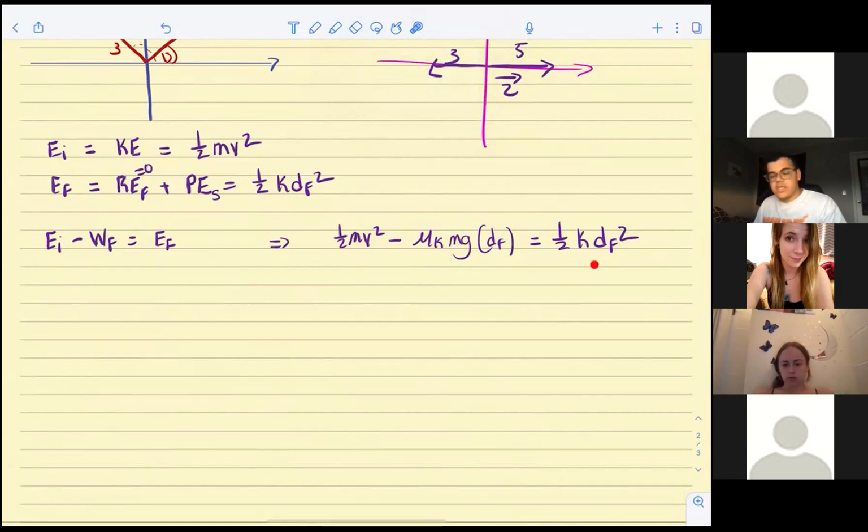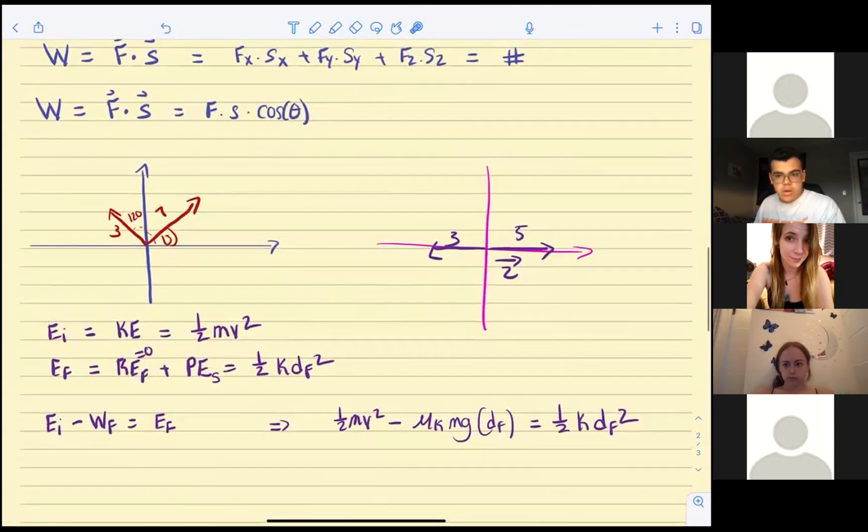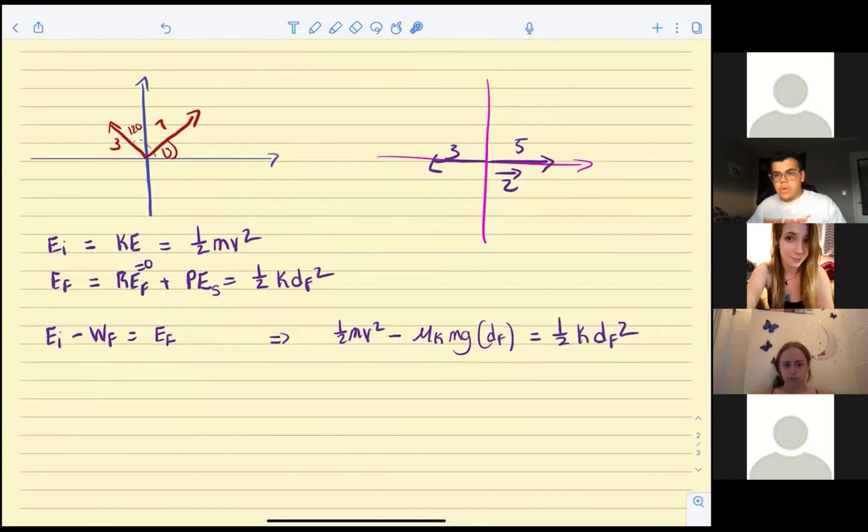Now, yeah, maybe solving for df is a lot of work, but you don't even have to do that. You just have to set this up and say, oh, this is a quadratic equation. I'm not going to solve it. Okay. Is everybody okay with this? Are there any questions about the work done by friction here? Any questions about the initial and final energy?